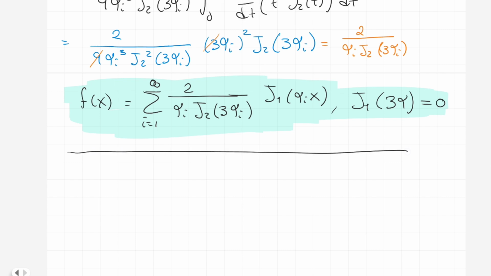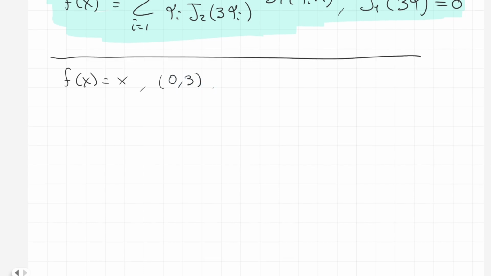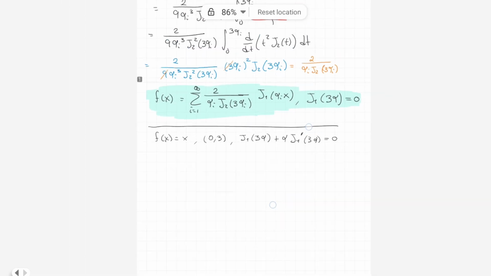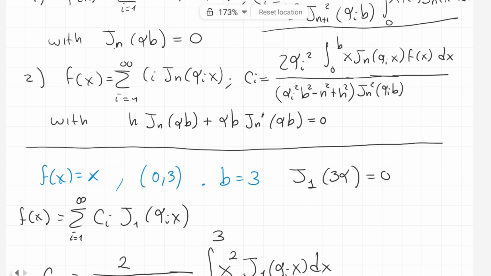So the second way is to define a different initial condition or a different frontier condition. Okay, so in the case we want to express the function f of x equals x defined on the interval 0 to 3, and we have the condition J_1 of 3 alpha plus alpha J_1 prime of 3 alpha equals 0. Well, we need to use a different definition for the Fourier Bessel series. Recall that this is that definition.